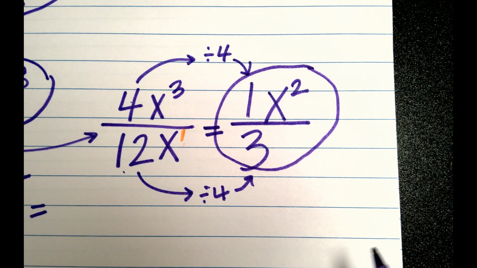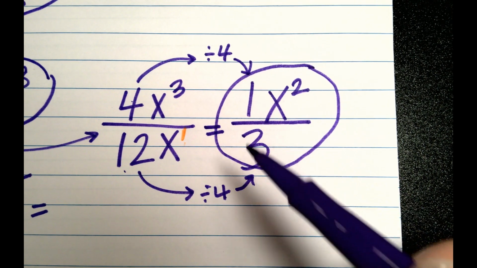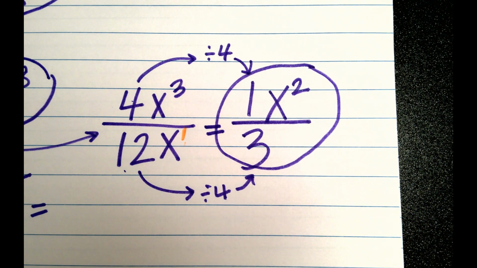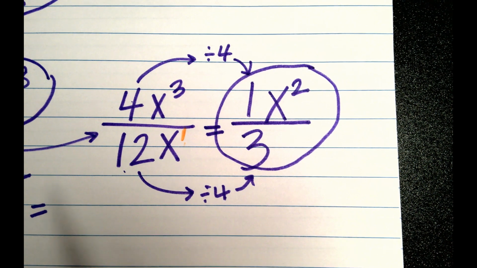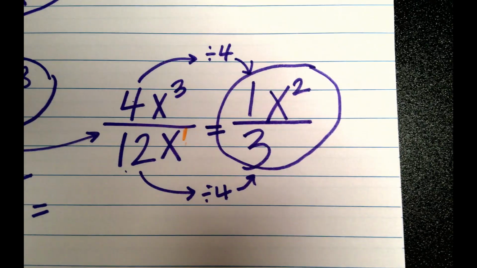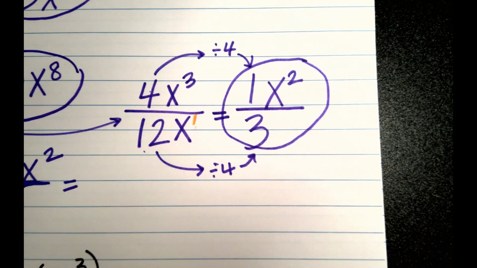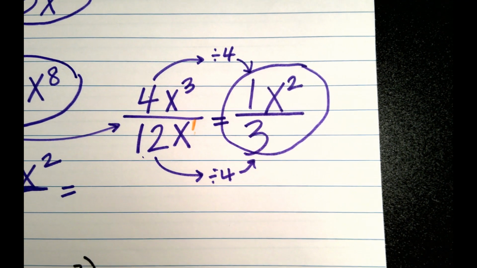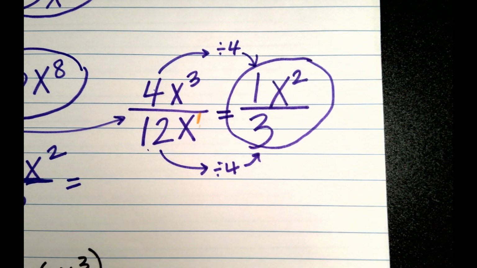And Kelsey, I bet you're thinking, can I write x squared? Yes, you can. You don't have to write the 1. You could just write x squared over 3. Absolutely. Okay, do we have any questions about that one? Any questions at all? Okay. Can we look at number 7, the last one?